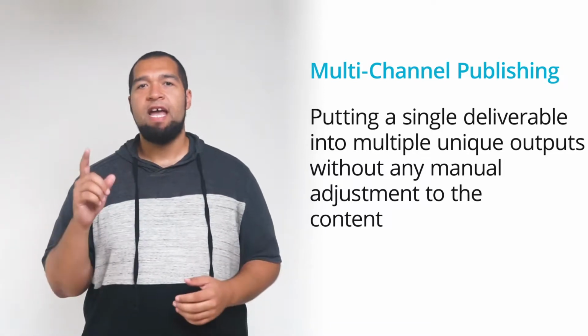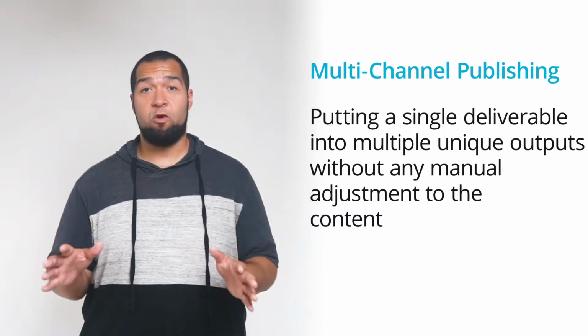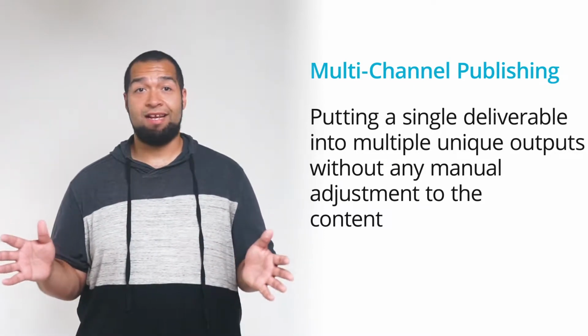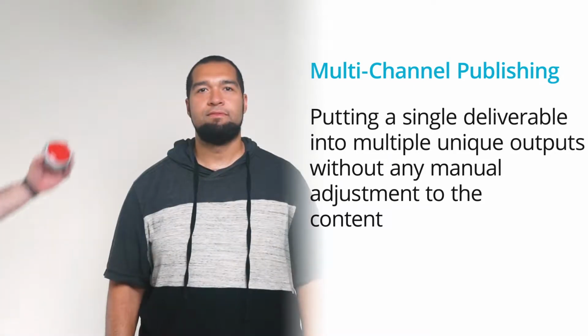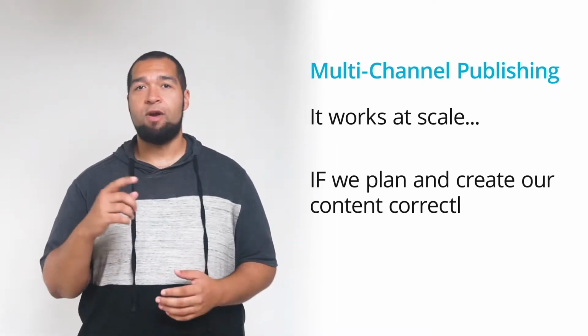In other words, if I push my magical multi-channel button, these words are published into multiple formats without manually adjusting the formatting at all. I know what you're thinking. That sounds great, but our content is too complex for a magic multi-channel button to work. Here's the thing though, multi-channel publishing does work at scale if we plan and create our content correctly.